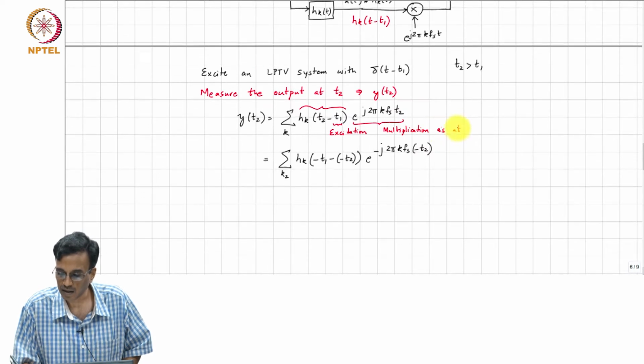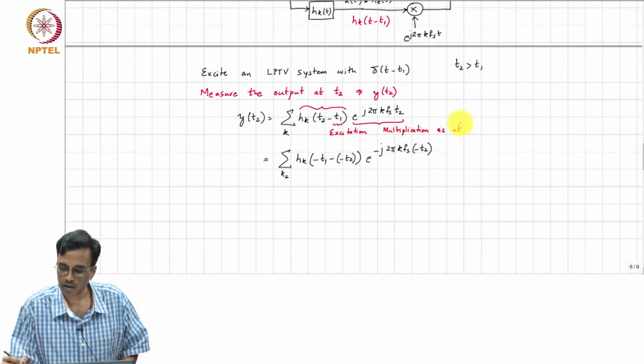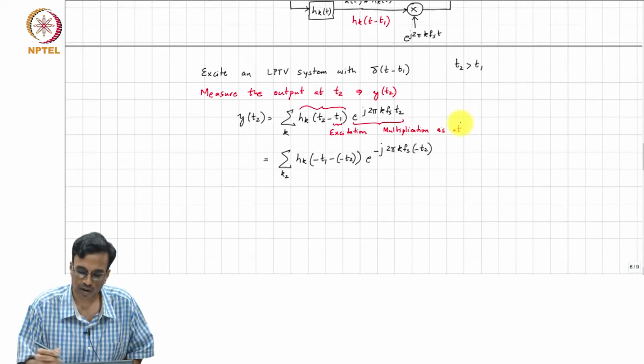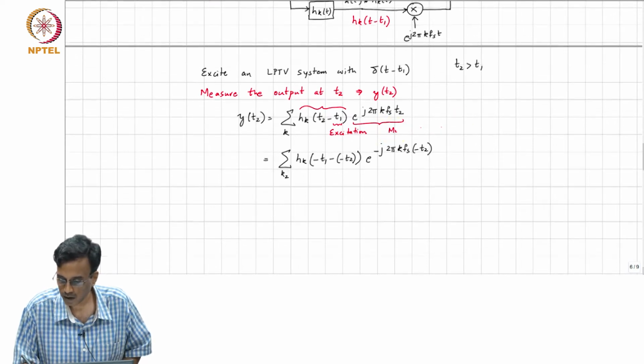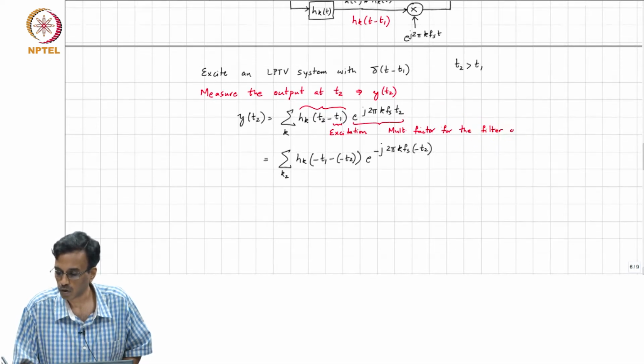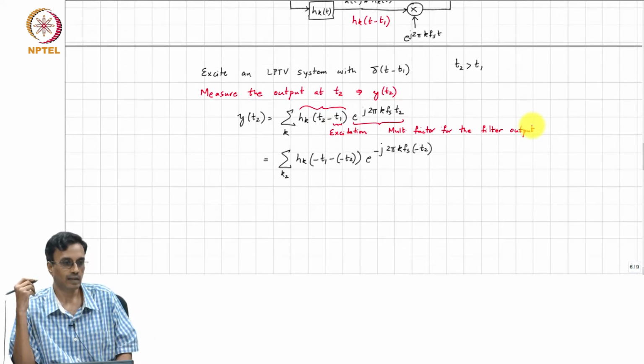Is the input multiplied or the output multiplied? It is the h k filter output that is multiplied. So, this is the multiplication factor for the filter output. Does it make sense? Okay.